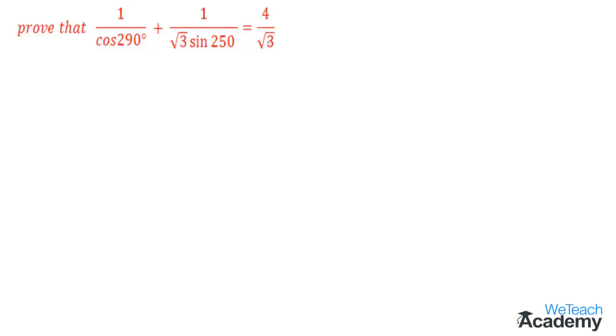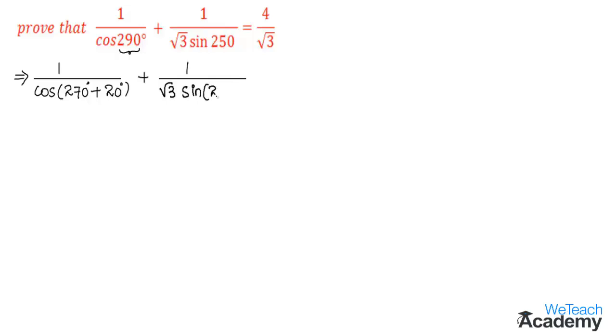In order to prove this, let us consider the LHS side. On the LHS side, we have the angle 290 degrees, and we don't know the exact value of cos 290 degrees. So let us convert this angle in terms of cos 270 degrees plus theta. By converting, we get 1 by cos 270 degrees plus 20 degrees, which is nothing but 290 degrees again, plus 1 by root 3 into sin 250 degrees, which can be converted in the form of sin 270 degrees minus 20 degrees.